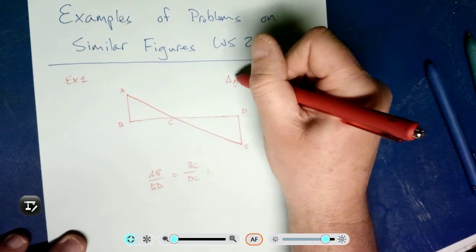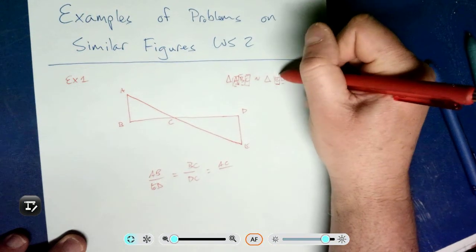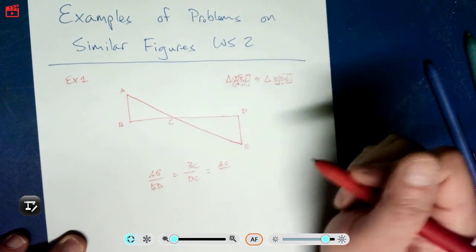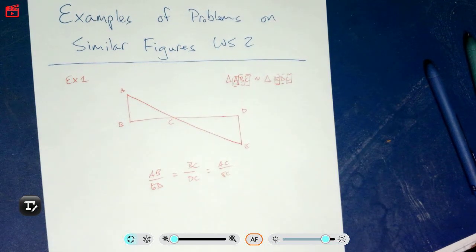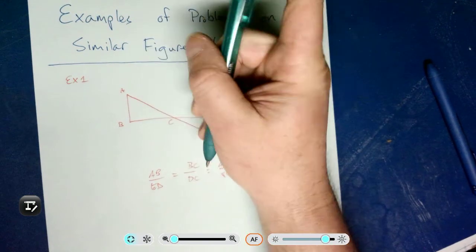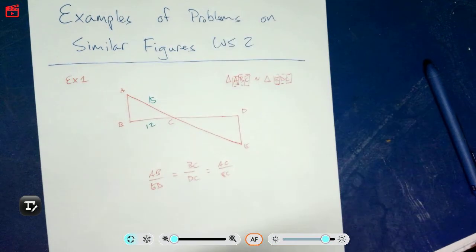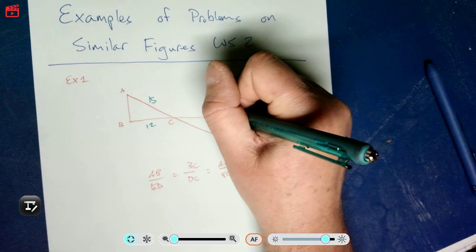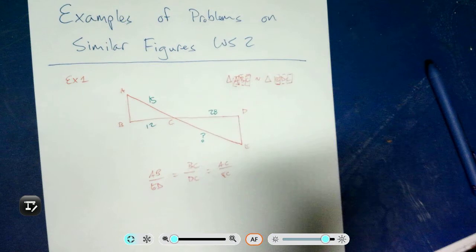And then if we do AC, it will correspond with EC. So if we want a separate proportion, we're going to use two of these ratios. Important information I forgot to give you. Length of AC is 15. Length of BC is 12. Length of CD is 28. And CE is our unknown.